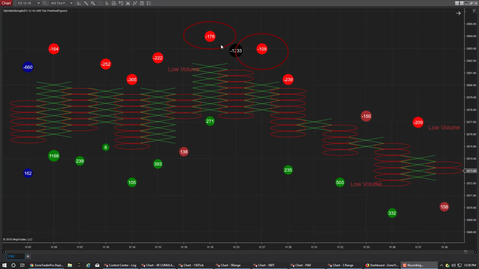And when we look at the point and figure chart for those two trades, we again see a divergence here with the 178, and again a divergence here at the trend trade that was shown on the chart.